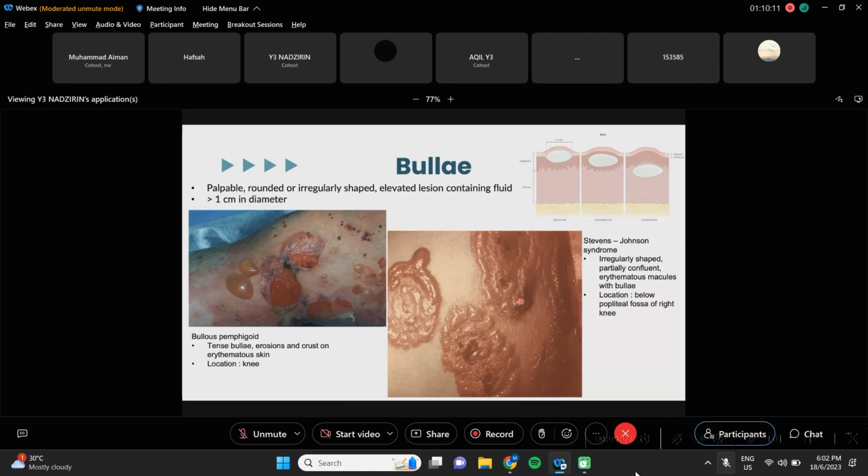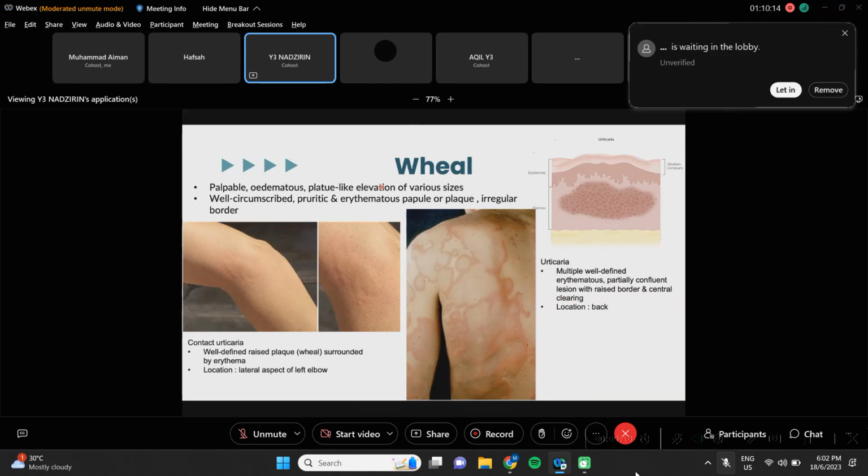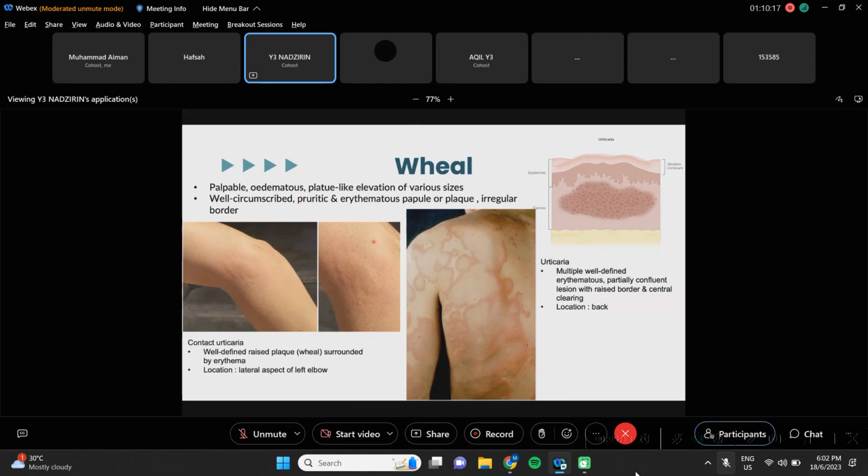Thank you, Dr. Hafsah. So moving on to the wheal. Wheal is a palpable, edematous, plateau-like elevation of various sizes. It is well circumscribed, and erythematous, a papule or plaque. In contact urticaria, we can see a raised papule or wheal surrounded by erythema. And in urticaria, we can see multiple well-defined erythematous wheals with a raised border, and there is central clearing.